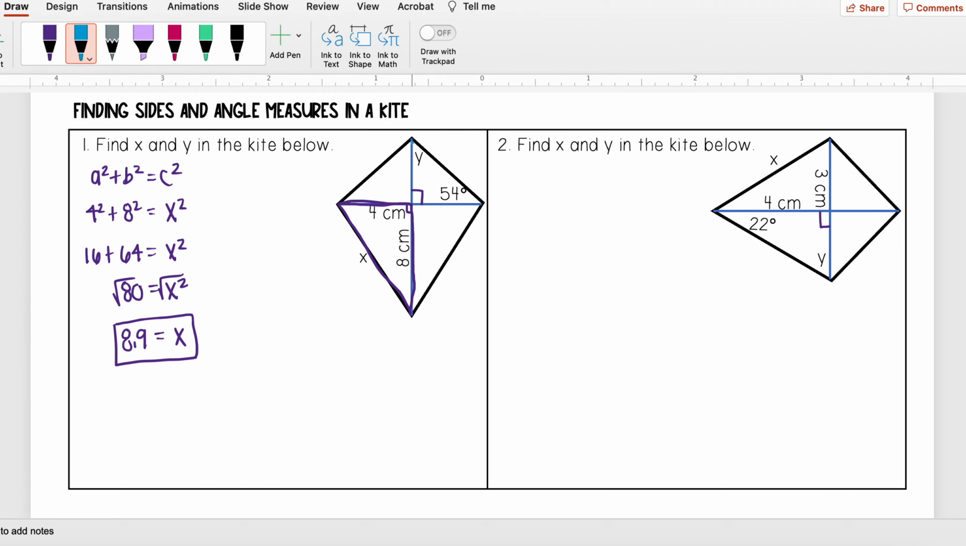Now I want to find what y is. So now I'm going to look at this right triangle. And we see here, remember that all the angles in a triangle add up to 180. And so to find what y is, I can just do y plus 90 plus 54 is equal to 180. So I have y plus 144 is equal to 180. Subtract 144 from both sides, and I get that y is equal to 36.